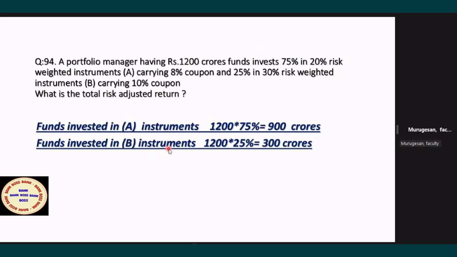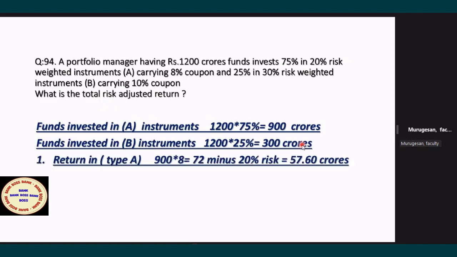Next one is investing in B instruments. It is highly risky, but the return is more. You see, your risk is 30, but return is 10. Here return is 8, risk is 20. Now you have to adjust the return for the risk and find out the risk adjusted return. So in 1,200, how is it invested? 900 in A, 300 in B. This first part is over, no? Okay. Now come to the second part.